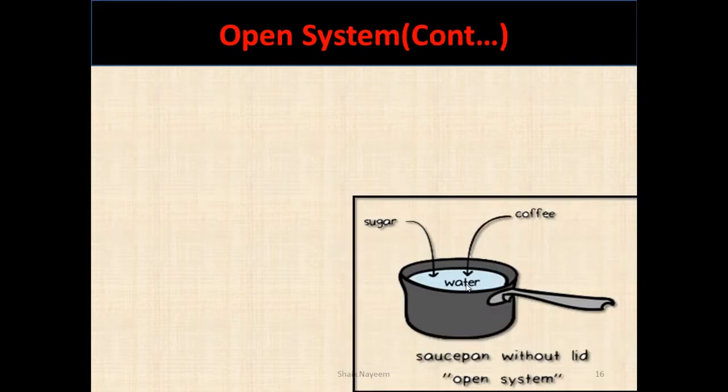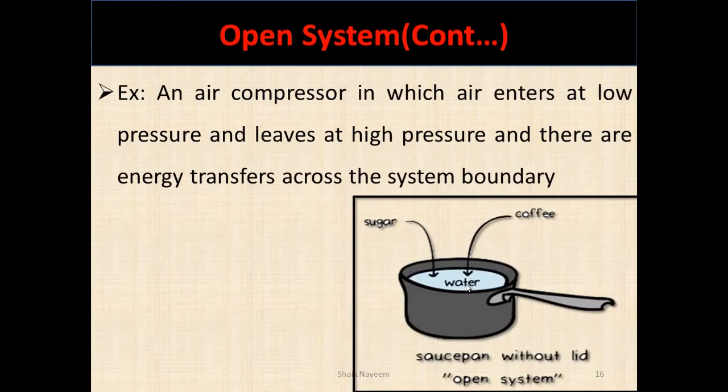Okay, then in an open system the best example is an air compressor, in which air enters at a low pressure and leaves at a high pressure, and there is energy transfer across the system boundary. So when entering air, which has a low pressure, leaves, it will gain energy in terms of pressure and leave to the surroundings. So mass is coming in, mass is leaving, and it is also gaining energy. That's why it is called the open system.